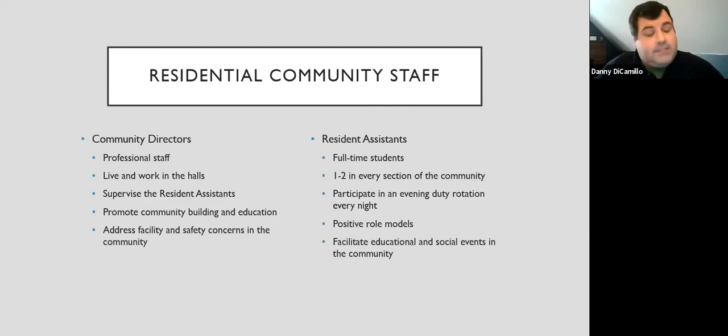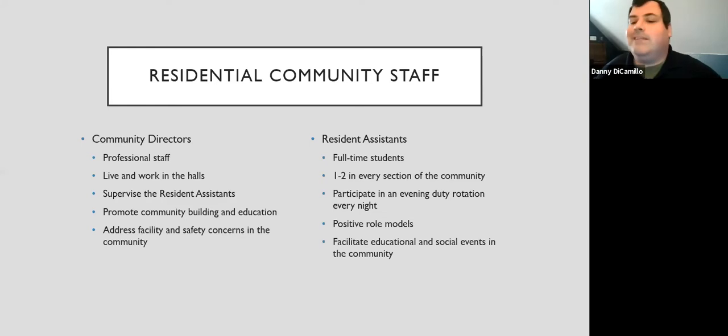Our residential community staff, our community directors are our professional staffs that live and work in the halls. So they supervise our resident assistants, or RAs. They are promoting community building and education. And they're also the ones that would address any facility or safety concerns in the community. So they are that professional staff member that is kind of like the parent, for lack of a better word, for some folks who are looking for that in our residence halls.